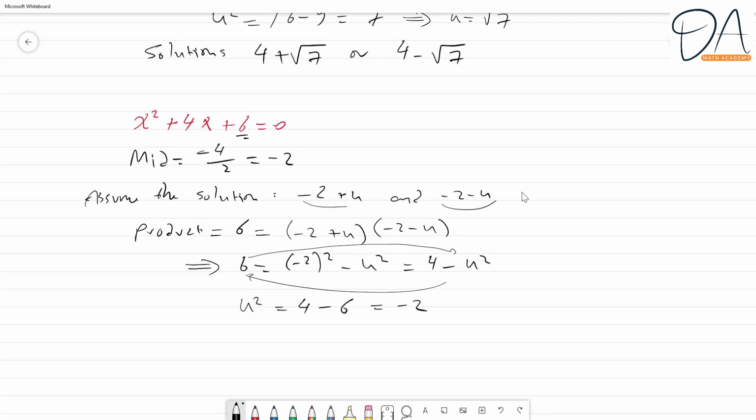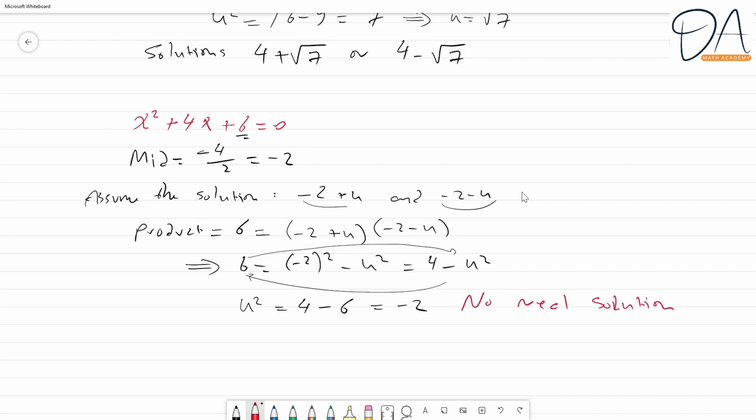Now looking at this, we have a negative number and we are trying to find the square root of a negative number. What's the number that when we square it, we get a negative? We know that there is no real solution. So if you are looking for a real solution, that's it. There is no real solution to this one. We cannot find a number that when we square it will give us a negative.